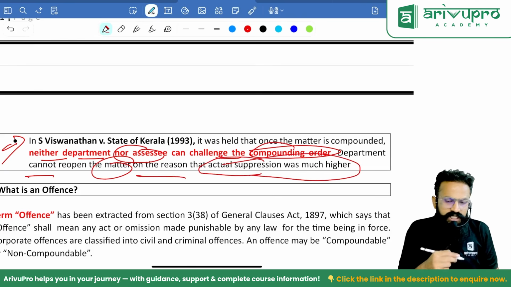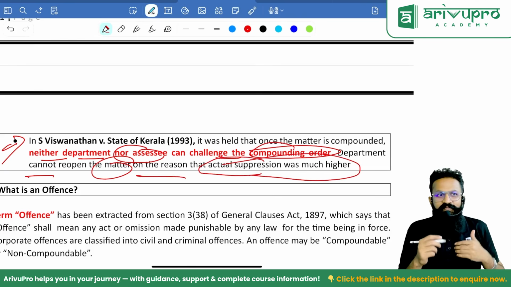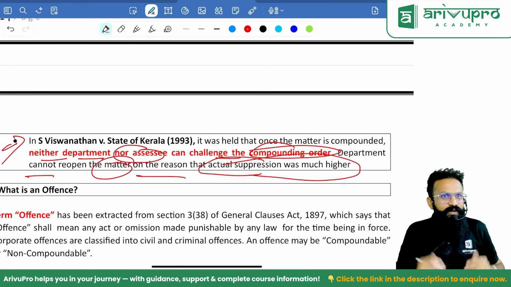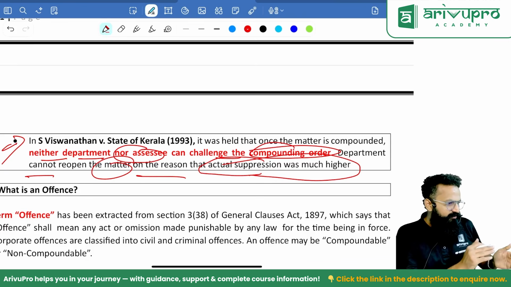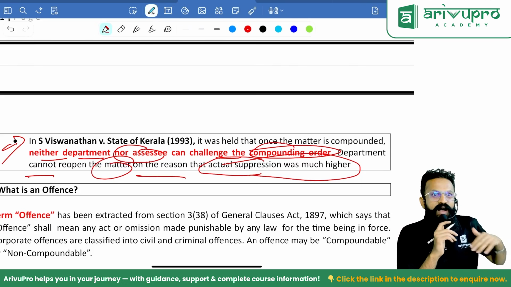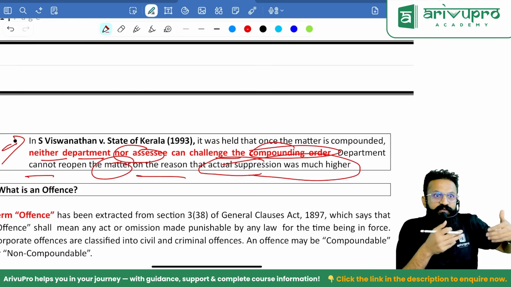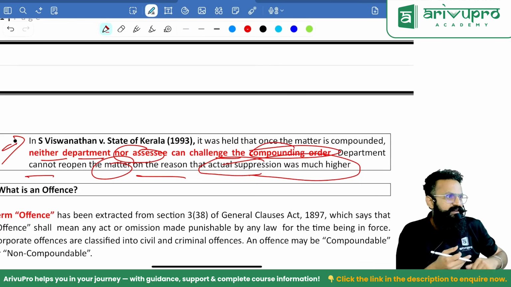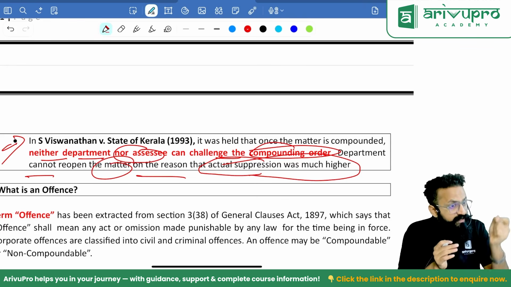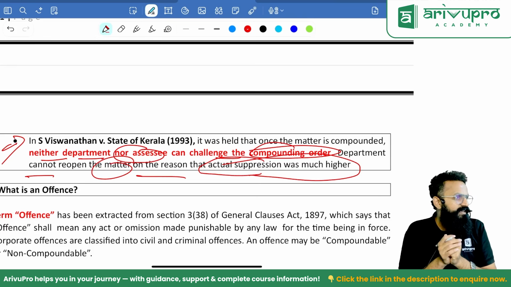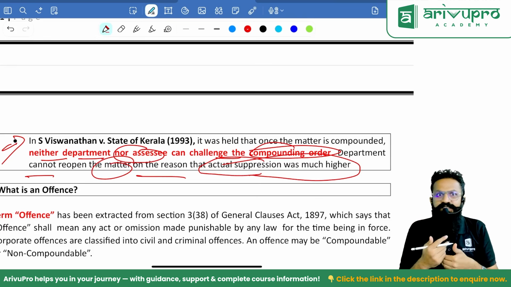What do you mean by that, people? They realized after the compounding was made that, after 2-3 years, the offence was actually even more serious in nature. Simple. Then what were you doing when you entered into compounding? You should have checked all of that. Compounding is not like you come and surrender and I'll take it.